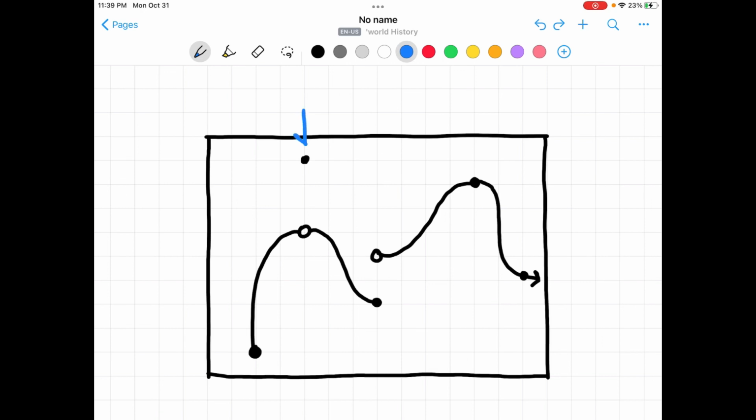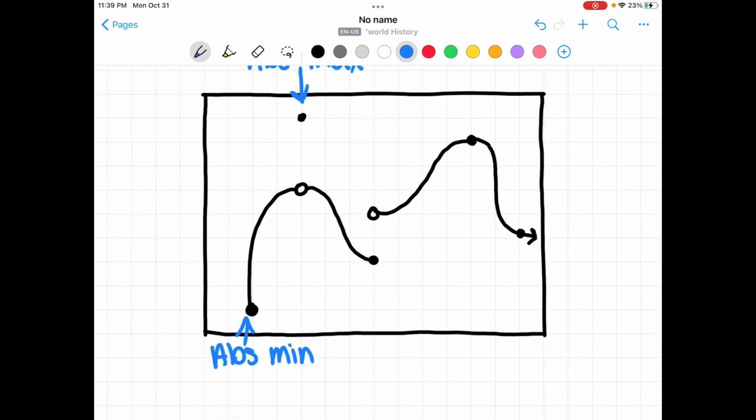So this point right here would be our absolute maximum because it is the highest point on our graph, nothing is above it, and this one would be our absolute minimum. Now this point as well is also our relative minimum if we're just looking at this graph right here. This graph right here is going to have a relative maximum right here, and a relative minimum right here.